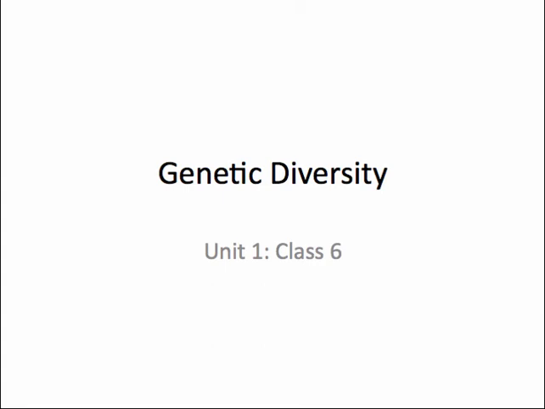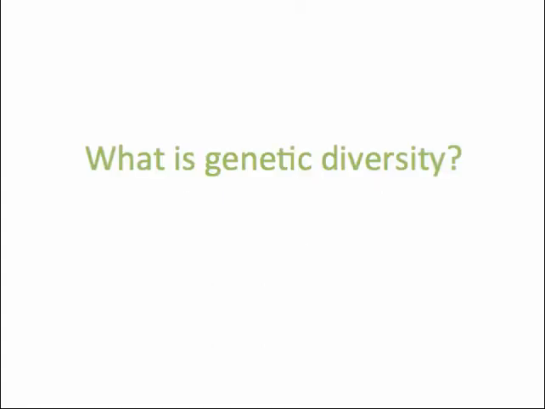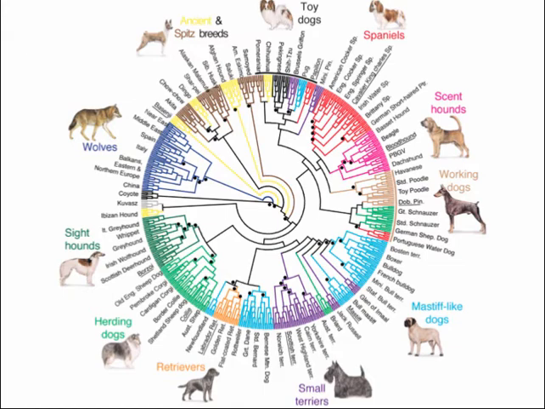Genetic diversity. What is genetic diversity? Well, you have high genetic diversity when there are many variants of a certain trait. An example of a large amount of genetic diversity inherent in a species is the variety of dog breeds that have been produced from the wolf genome.